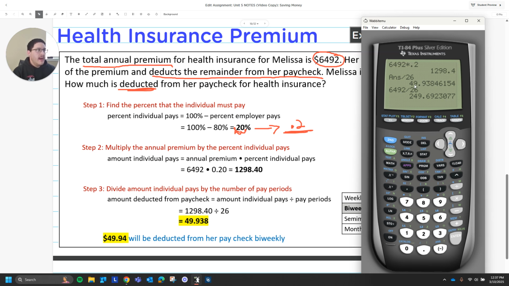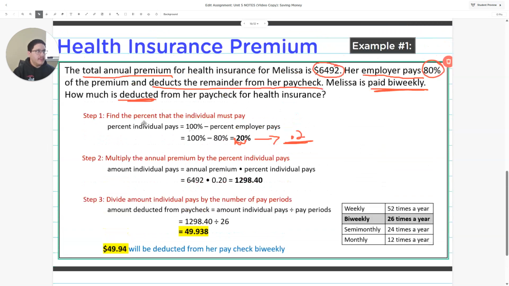So, in her case, it helps out a lot that she is getting her health insurance through her employer, because otherwise, she would be paying $250. She only has to pay $50 with her employer. Anyways, that's it for this example.